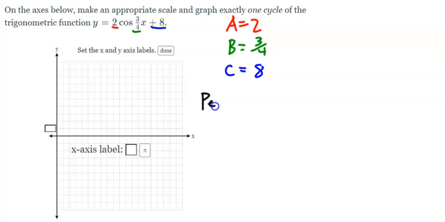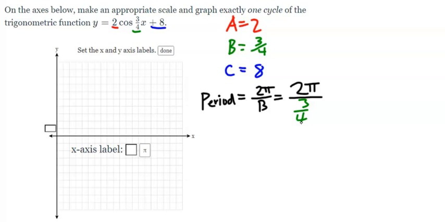Need to establish what our period is. Again, the period is very important to know in these types of problems. So remember that the formula is 2 pi divided by whatever the b is. In this example, b is 3/4, so I have 2 pi divided by the fraction 3/4.